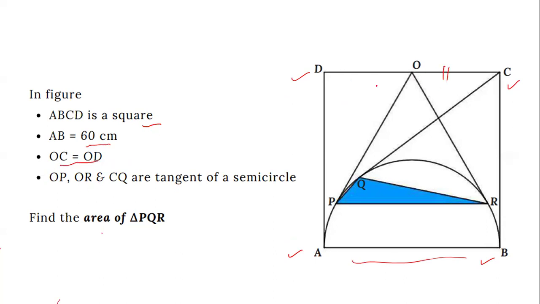So this OC is equal to this OD, and OP, OR and CQ are tangents of a semicircle. You can see that this OP, this OR and this CQ line are tangent to this semicircle. So we have to find the area of the triangle PQR. This blue region area we have to find out. So let's see how we can solve this. First you can try, then see the solution.